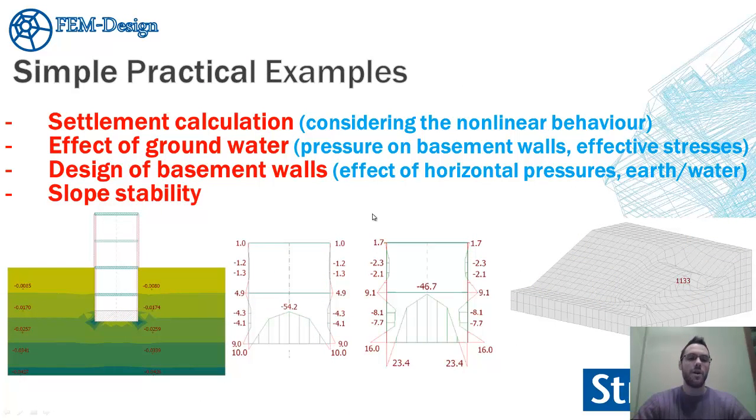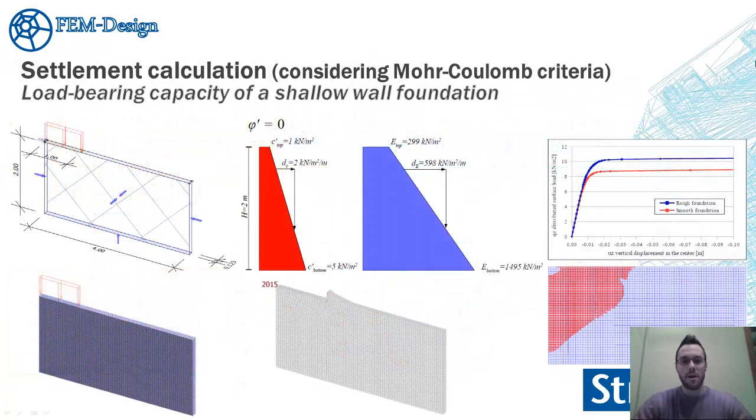So in the second video I will show you some simple practical examples about the settlement calculation, about the consideration of the effect of the groundwater level, and the calculation of the pressures on basement walls, and some slope stability problems. So here just a few figures about the settlement calculation based on the Mohr-Coulomb criteria. So it's just a shallow wall foundation, and I just modeled the half of the problem here.